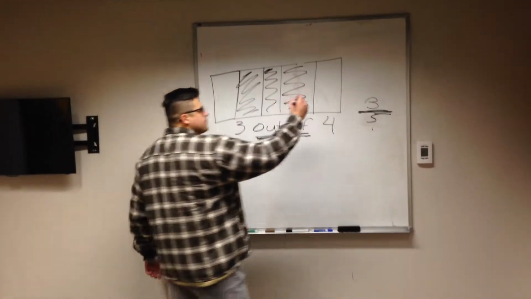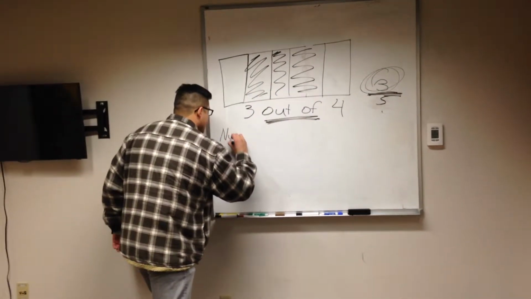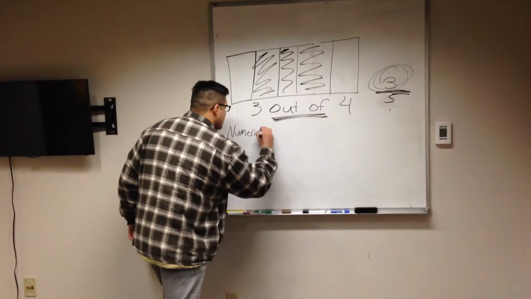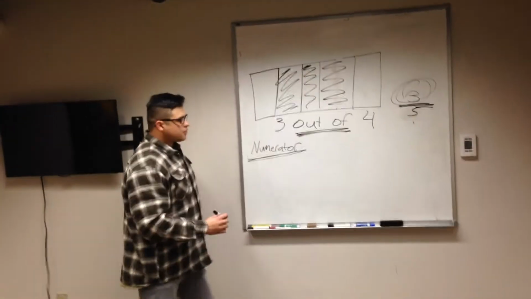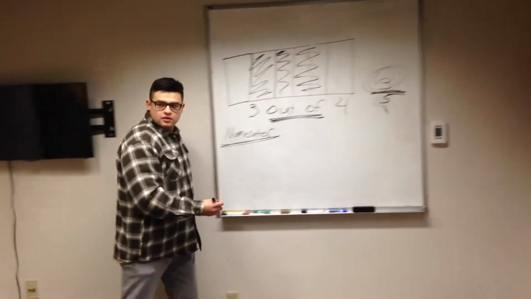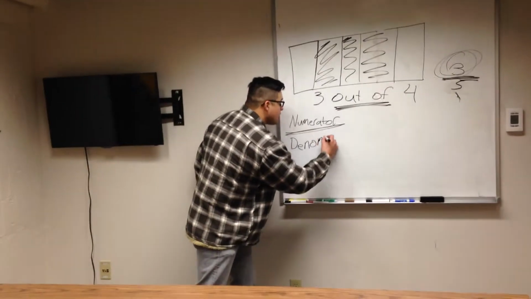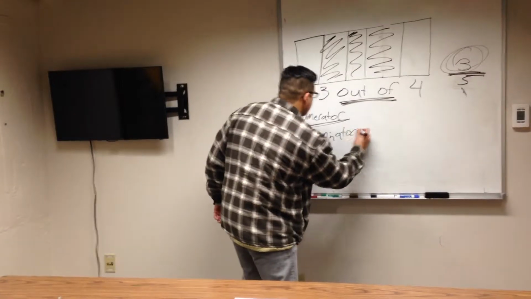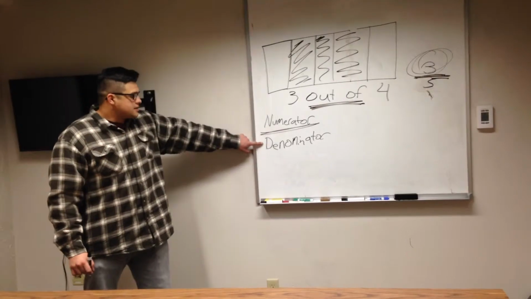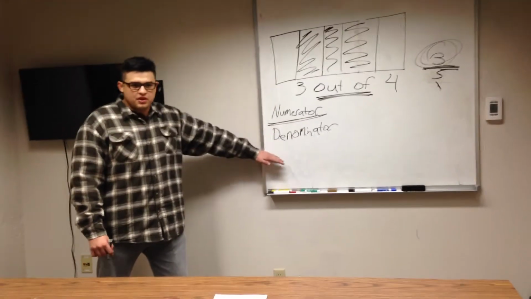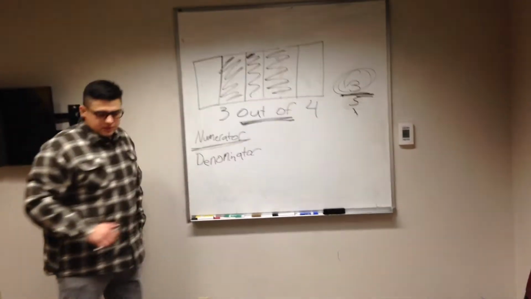Now, this number right here, the top, is called the numerator. Our bottom number here is called the denominator. And an easy way to remember this is denominator, the D stands for down. So your denominator is always going to be on the bottom part of the fraction, or the out of sign.